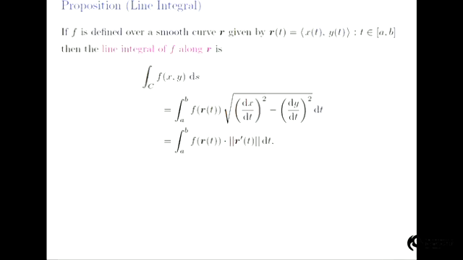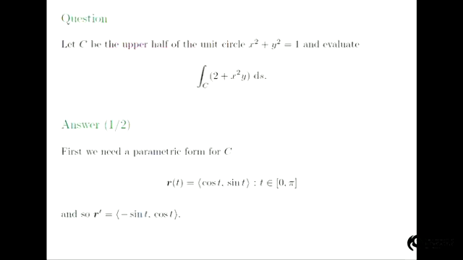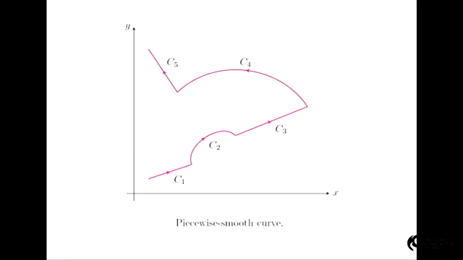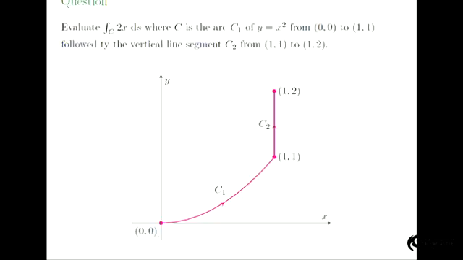What's C in this proposition? Our C has to be given by a parameter. We need to have some sort of R, some parameterized curve, in order to utilize this expression. Right, so the first thing we did in this question was parameterize the upper half of the circle. That was our C. So what's the first thing we have to do for this question? Parameterize C1 and C2. Right? What's a parameterization of C1 look like?